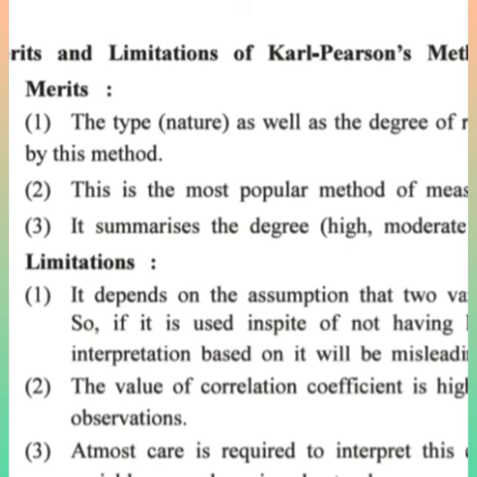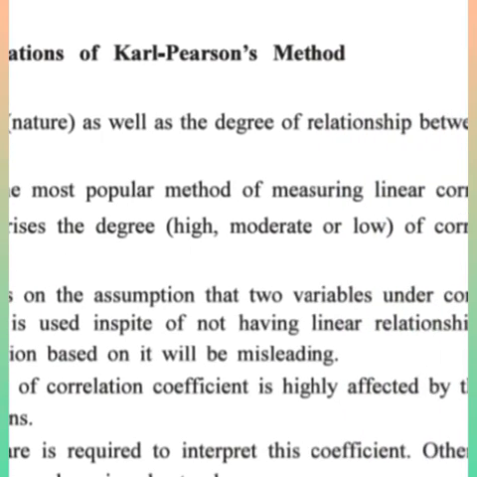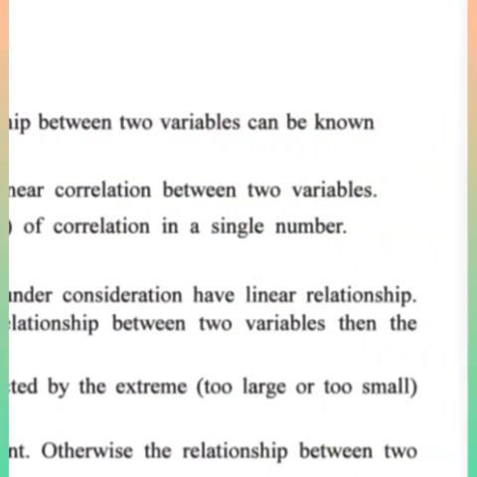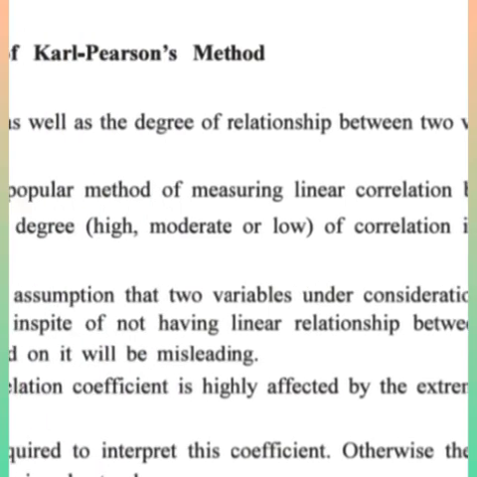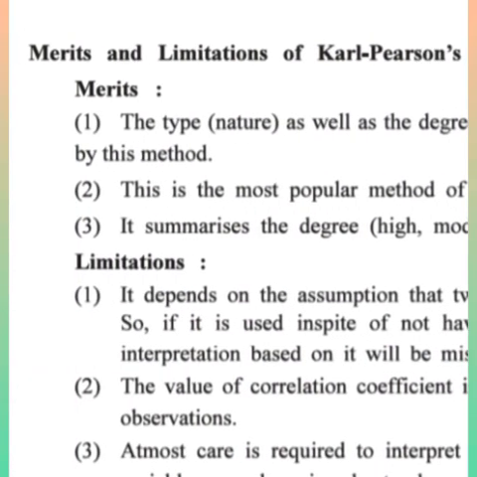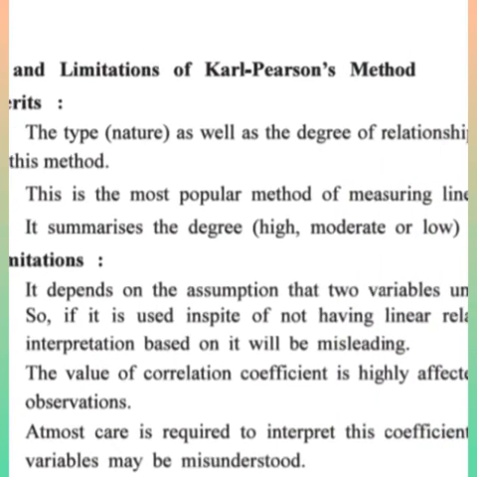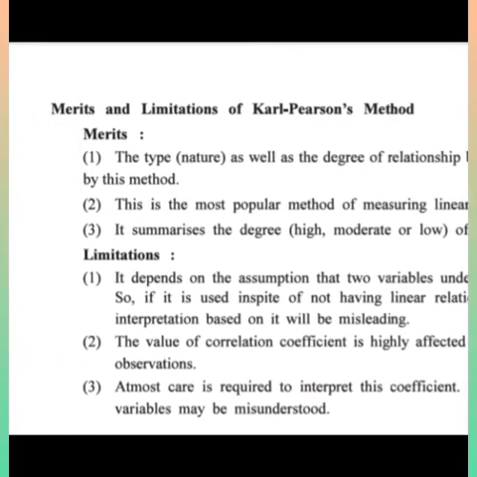See the second one. This is the most popular method of measuring linear correlation between two variables. Yes, children, this is the most popular method. We have seen that most of the sums we did were by Karl Pearson's method. To find the correlation coefficient, Karl Pearson's method is much more popular, and that becomes one of the merits.